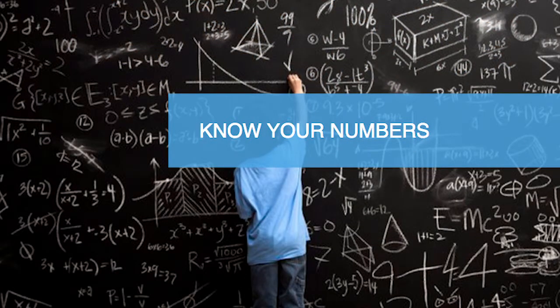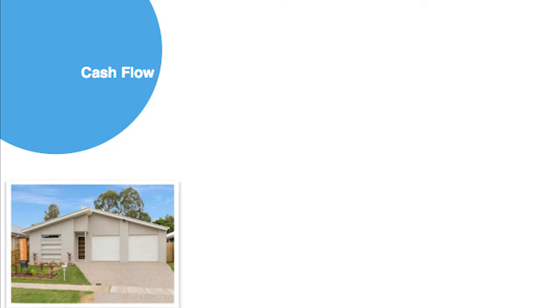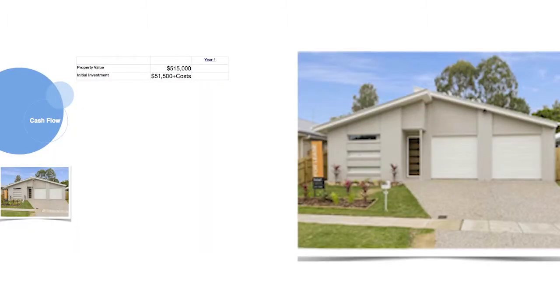Okay, so what we've got here is an itemised cash flow. We've got a house that I've recently purchased, and what we want to look at is the cash flow this property has generated over the past 12 months. The property that I purchased was $515,000. It's this house that you can see down here.